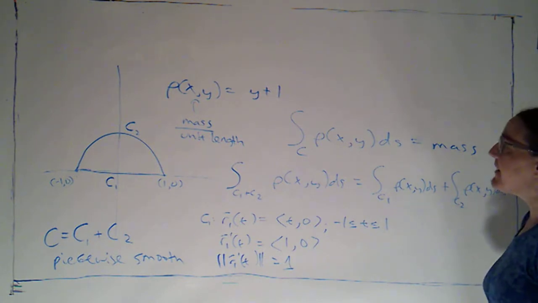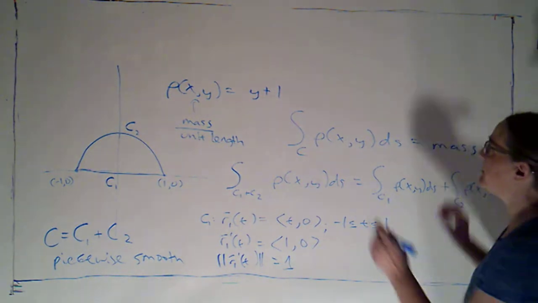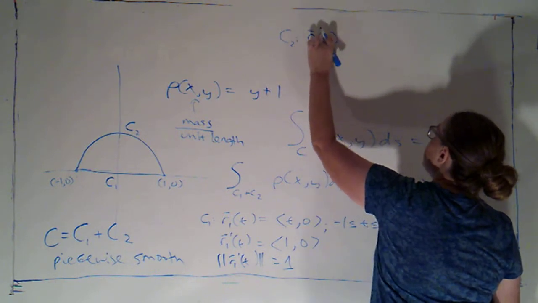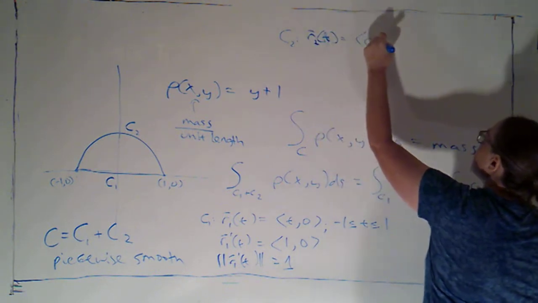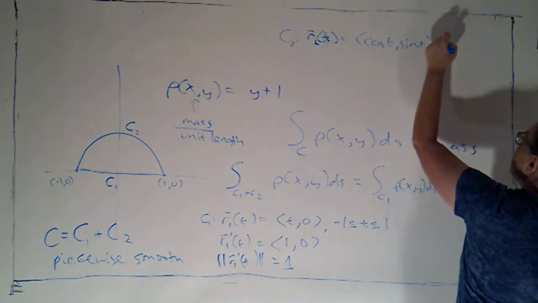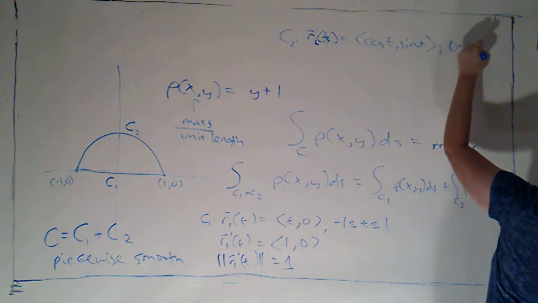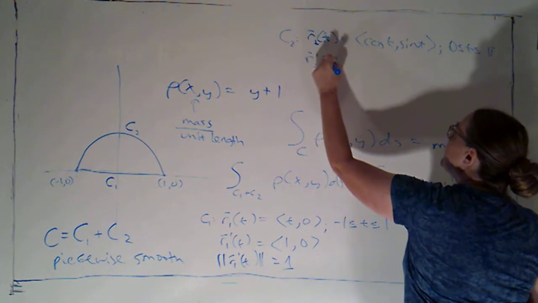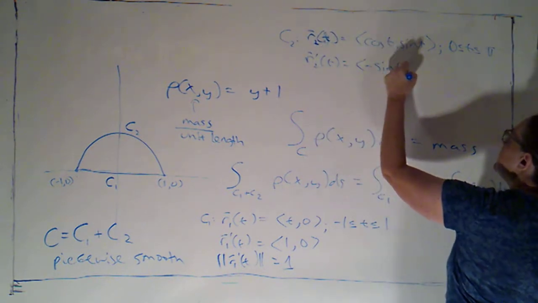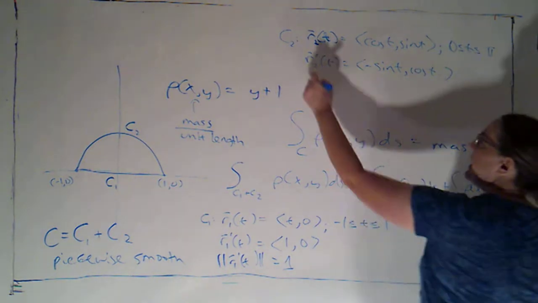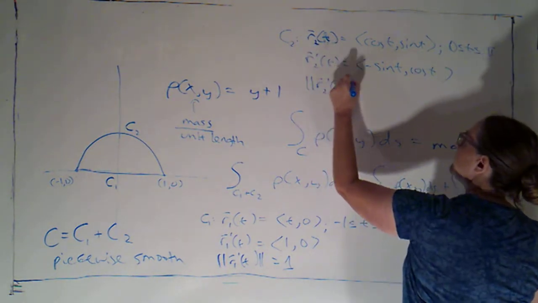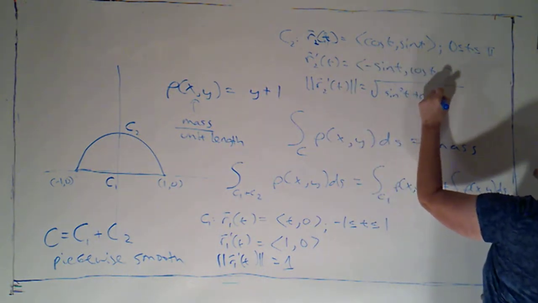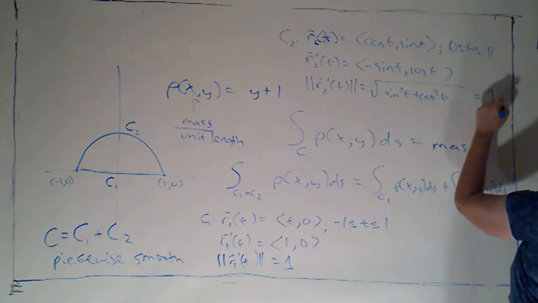Okay. Now, if I look at curve 2, I'll parameterize as r2 of t. And that I can just do with (cosine t, sine t). And that's going to have t varying between 0 and pi. Then r2 prime of t is (negative sine t, cosine t). The magnitude of r2 prime of t is the square root of sine squared t plus cosine squared t, but that's just 1.